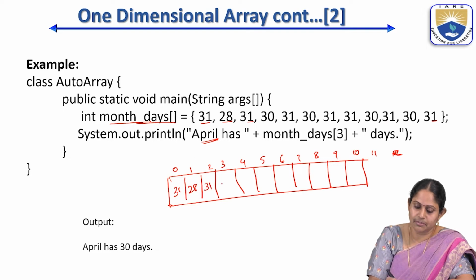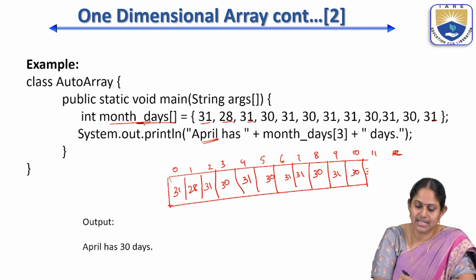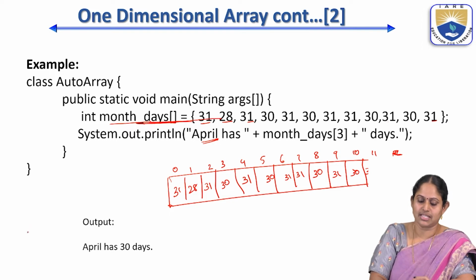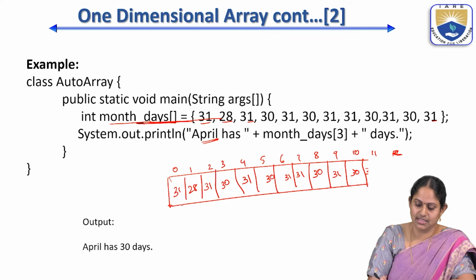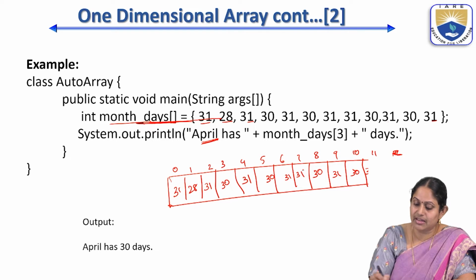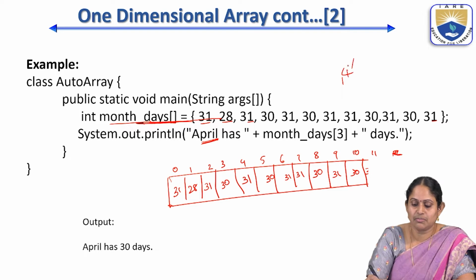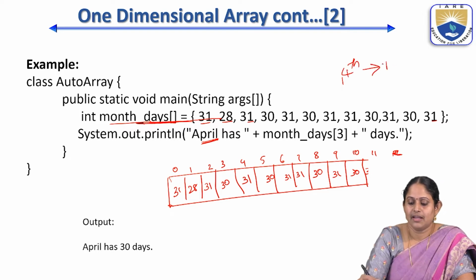So here 31, 28, 31, 30, 31, 30, 31, 31, 30, 31, 30, 31. When the compiler executes this statement, we get an array created like this. Now we want to access the April month. April is the fourth month of the calendar, but since we have stored it in an array, April being the fourth month will be accessed by the third index.